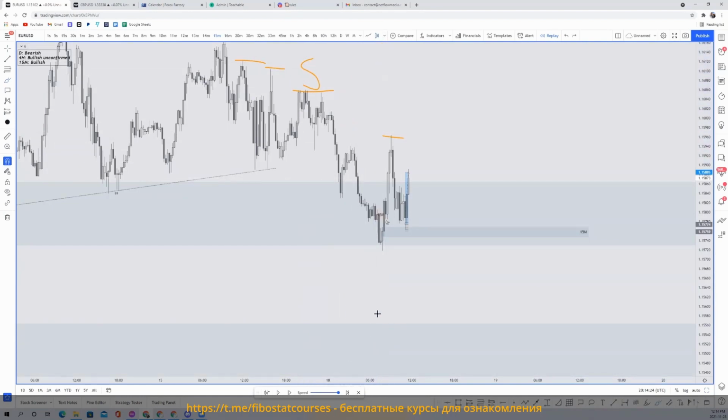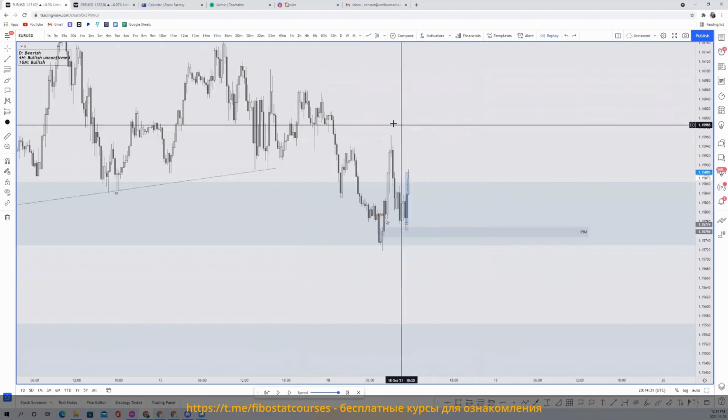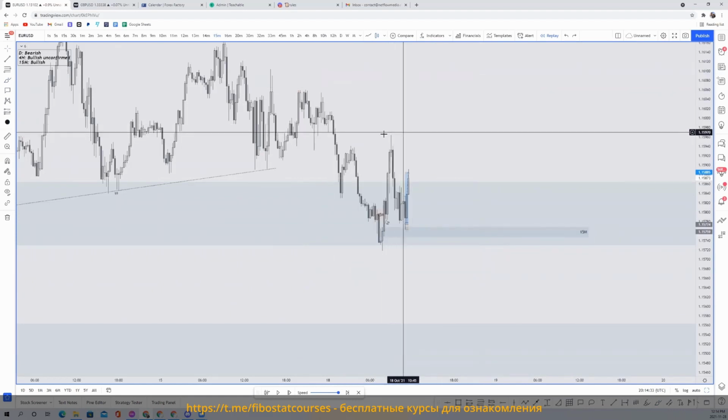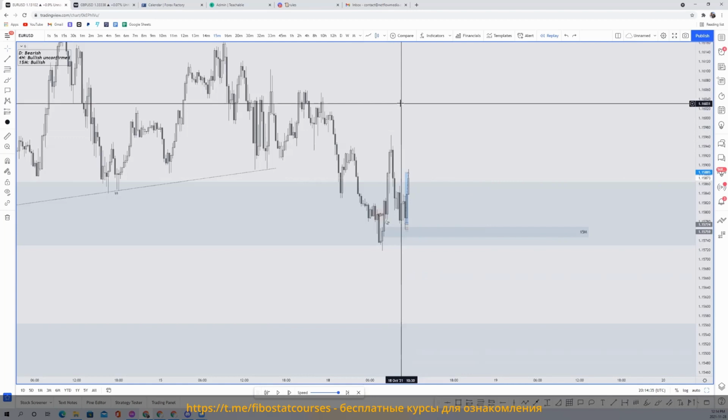So it's always a good idea to take partials. We never truly know where the market is going to reverse. So if we're going up, any high we run, we want to take partials. If we're going down, any low we run, we want to take partials.